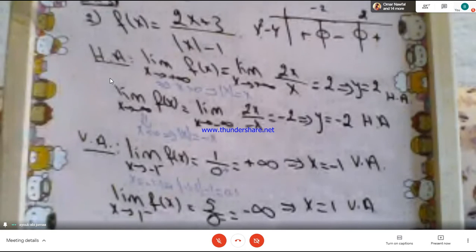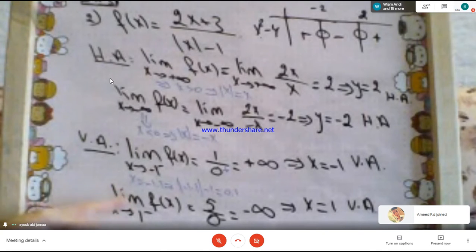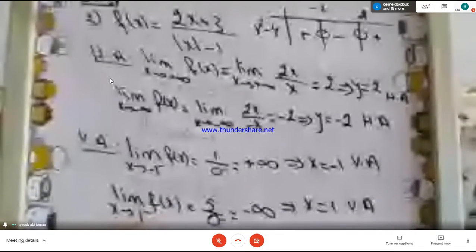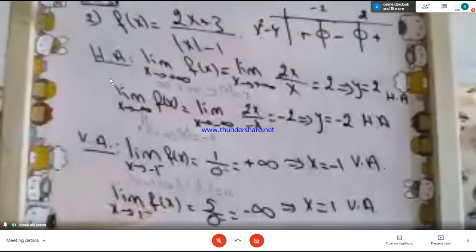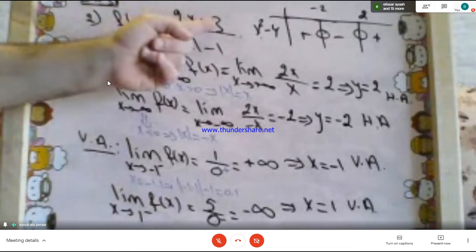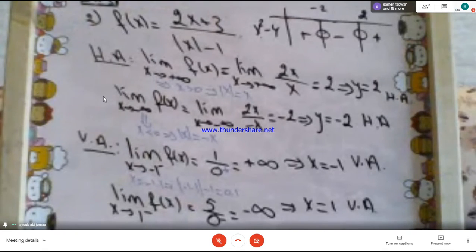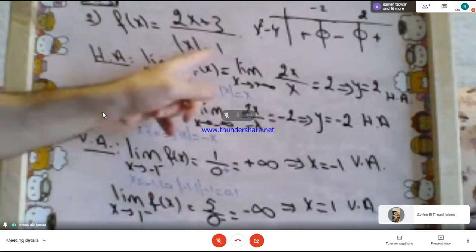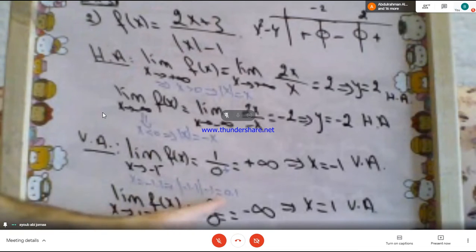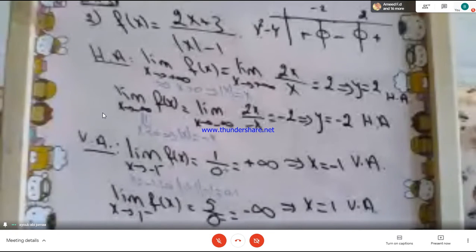Write it please. Plus 3 minus 1. Limit as x approaches 1 minus. Replace x by 1. 2 times 1 is 2, plus 3 is 5. Over 1 minus 1 is 0. So you get 5 over 0. Number over 0 is infinity.